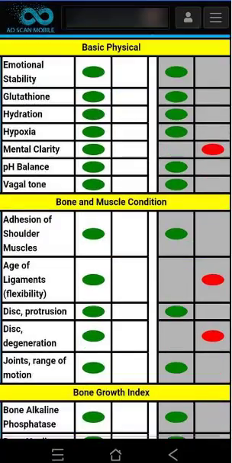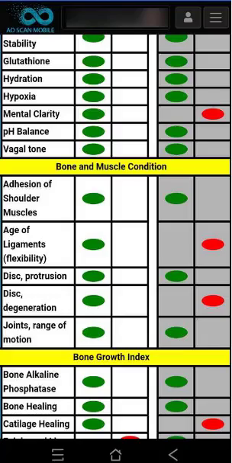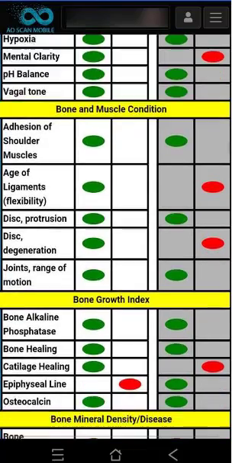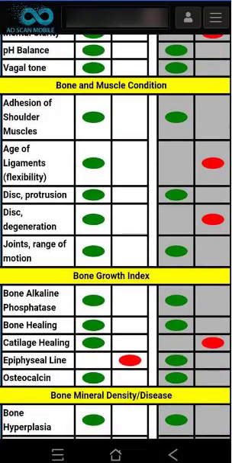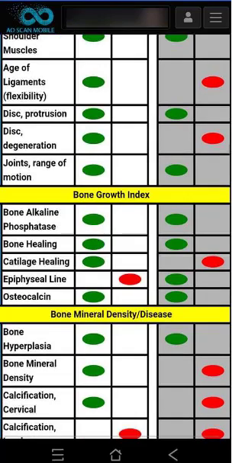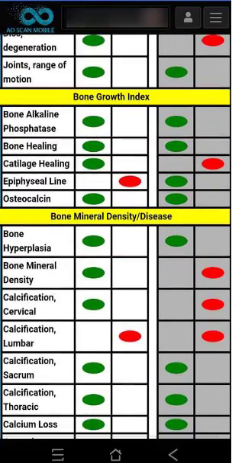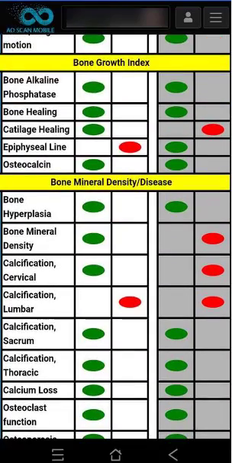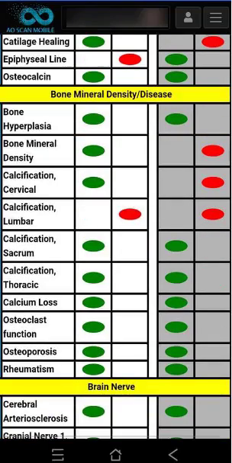And now we're going further down, looking at ligaments, disc degeneration. Mostly good, but maybe it's indicating there's not enough collagen. Maybe we'll see more about that as we go down this report. And there's a little bit of indication that bone growth isn't what it should be. One of them has to do with the cartilage. Okay, so now look, going down further, we see bone mineral density, calcification. Those are usually signs of inadequate vitamin K.